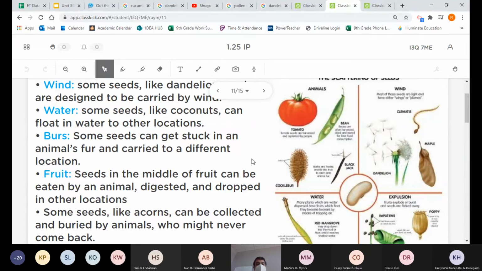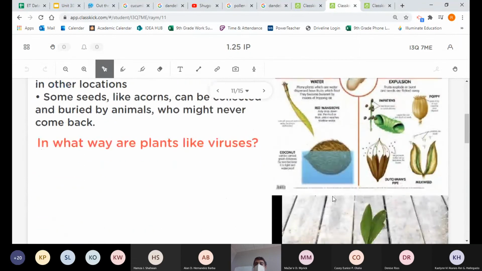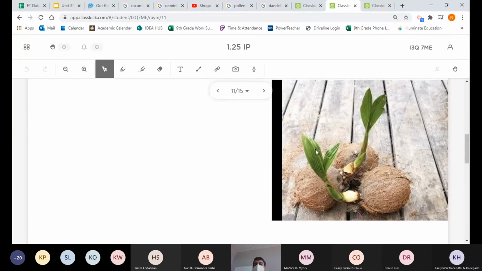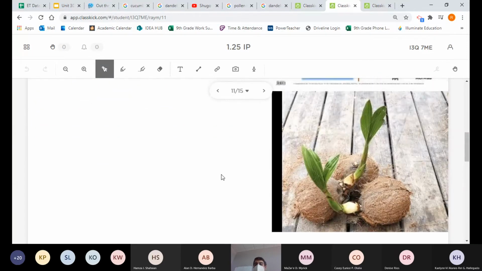Water. Some seeds, like coconuts, can float in water. So the coconut is designed to be what's called buoyant, so it won't sink. It has a little bit of air in there that keeps it able to float. If the coconut is able to find a place where it can grow and not rot, it'll grow into a new coconut tree.